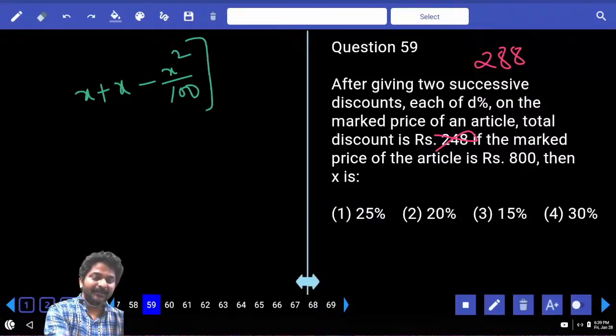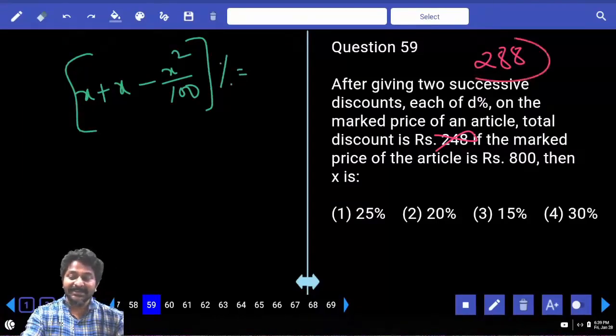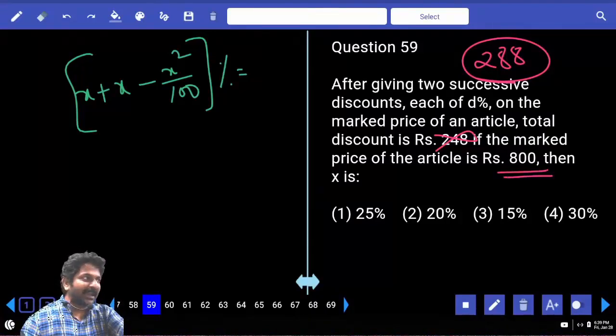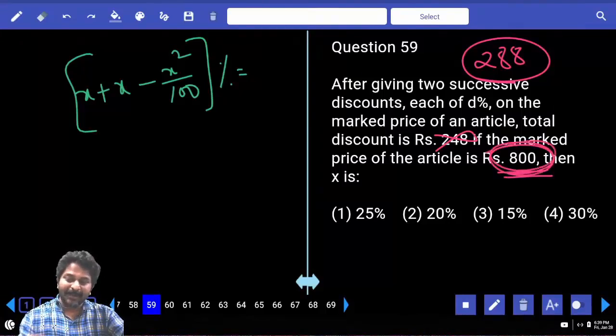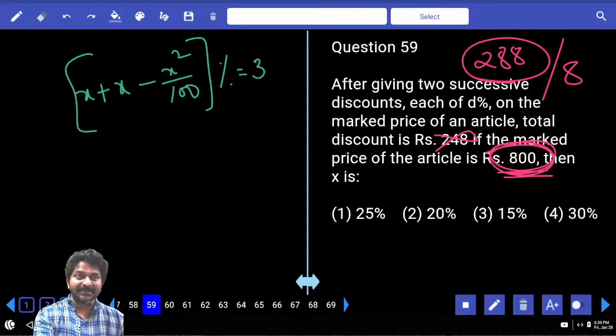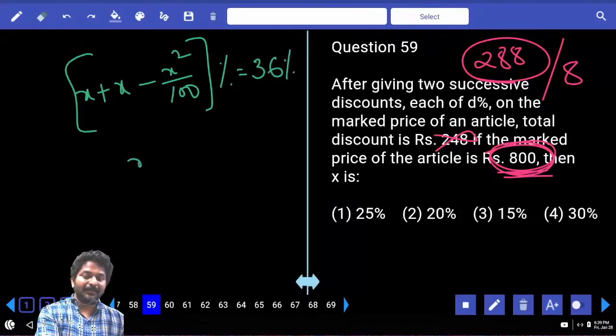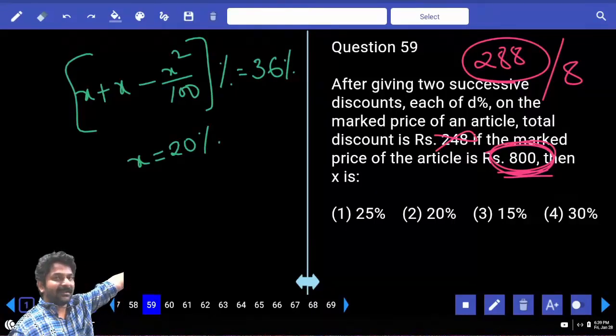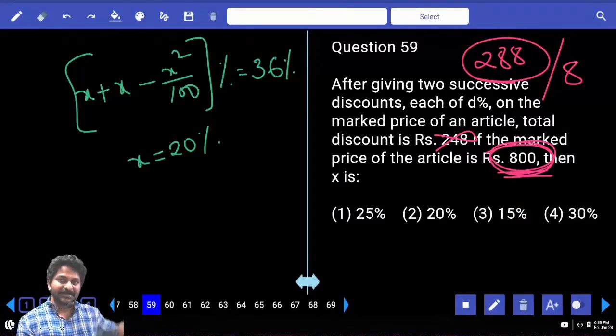This is what percentage, right? Come on. Now how much is our discount now? 288. To convert into percentage with respect to market price only we will calculate discount percent. What is 1% of market price? 8. To convert into percentage divided by 1% value only, how much is that? 8. 3 times, 6 times, correct. From this x must be equal to 20% only. 20 plus 20, 40. 20 square by 100, 400 by 100, 4. 40 minus 4, 36%. Condition gets satisfied, so only for the value x is 20.